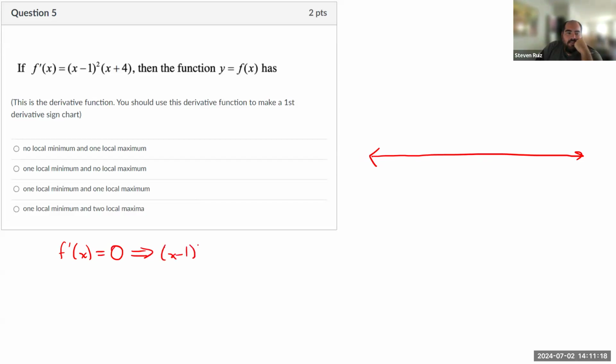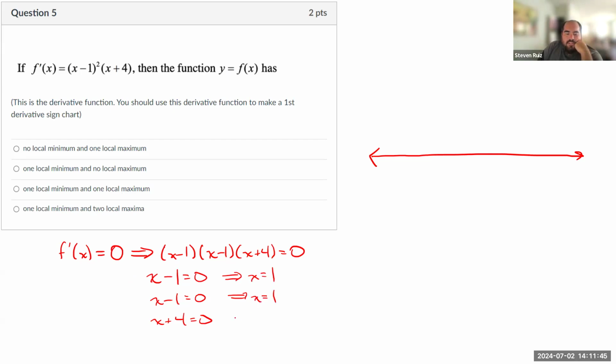So x minus 1 squared. Let's do this, I'm going to rewrite this: x times x minus 1 times x minus 1 times x plus 4. That's equal to 0. So if I set these individual factors equal to 0, then what do I get? I get x equals 1, and then x equals 1 again, no new information, and x equals negative 4. So I have critical values at negative 4 and 1.